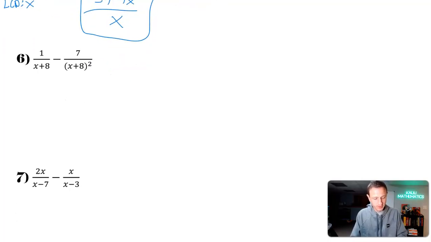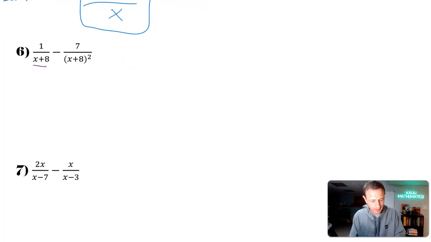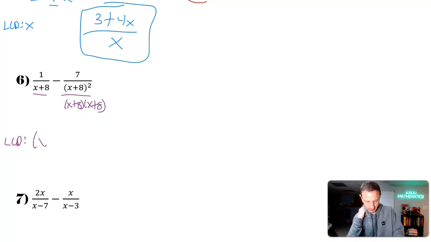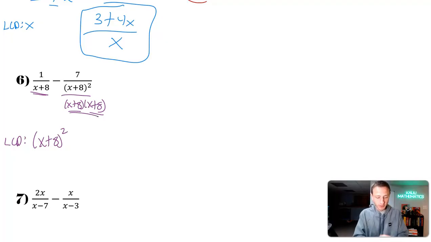So number 6 is interesting because we have the denominator of x plus 8 and x plus 8 squared. So x plus 8 squared means that we have x plus 8 times x plus 8. So really, there are 2 x plus 8s. So my LCD is x plus 8 squared because this one has 2 of them. This one only has 1 of them, but this one has 2. So the first fraction needs another x plus 8.